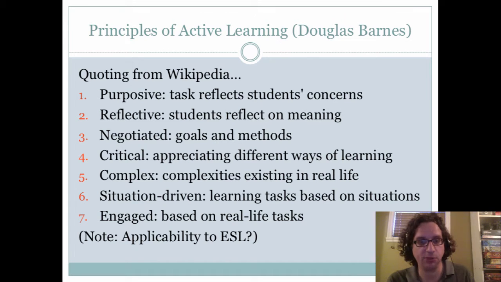The guy in the chemistry experiment, he's imitating what his real life will be like. And finally, engaged. It has to be based on real life tasks. Oh, right, so I mixed up 6 and 7. So it has to be engaged based on real life tasks, and what they do has to be dictated by this situation that you're trying to imitate.